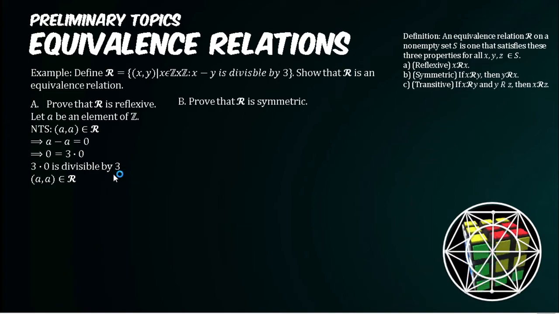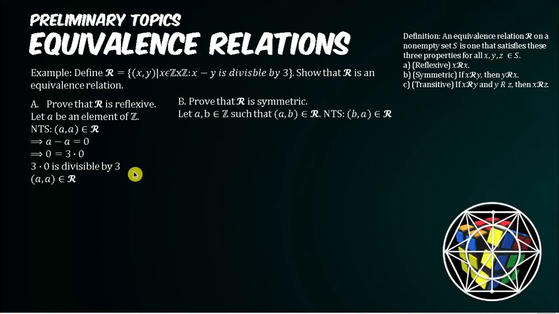The second one is to show that R is symmetric. And to show symmetry, we need to identify two arbitrary elements of the same set. So we simply name two. In this case, let us use A and B. So what do we need to show here? Remember that our hypothesis for symmetry: if (A, B) is an element of R, then (B, A) must also be an element of R, the relation that we are talking about. This is the hypothesis. This is the conclusion that we need to show.